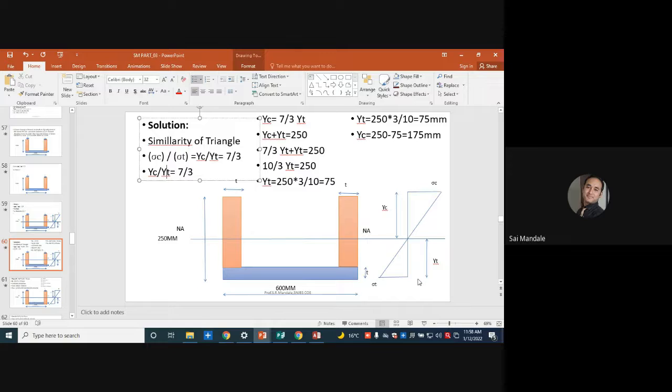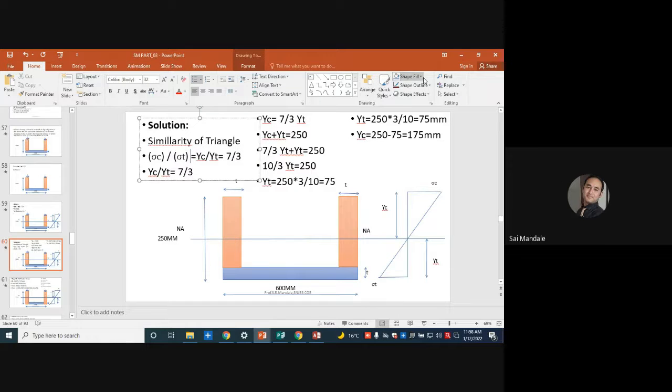So please tell me, YC plus YT is equal to how much? Can anybody tell me? Total. YC plus YT is equal to how much? 250. Perfectly correct. It is 250, the total depth. Total depth is 250. So YC plus YT is equal to 250. If I rearrange this term, the equation becomes YC is equal to 7 by 3 YT. This is the first part.